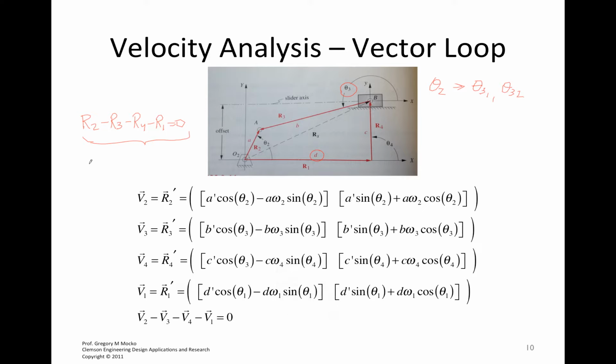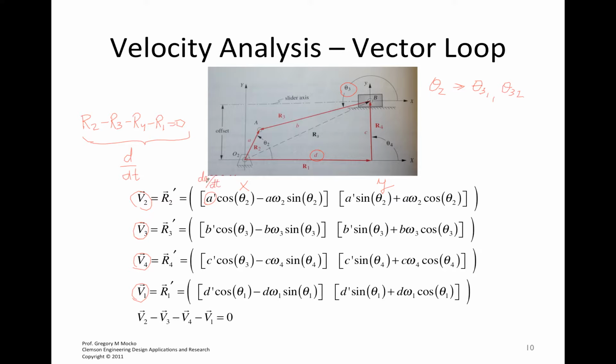What we need to do now is take the derivative of this expression, d dt, with respect to time. What we end up with is velocity of link 2, velocity of link 3, velocity of link 4, and velocity of link 1. When we do that, what we get is an x component and a y component. We take the derivative of the position vector with respect to time. We get a prime. This is actually dA dt.